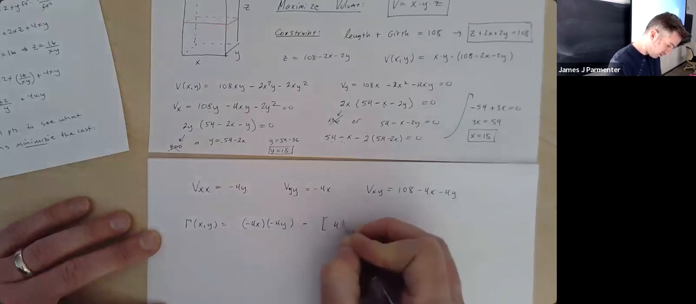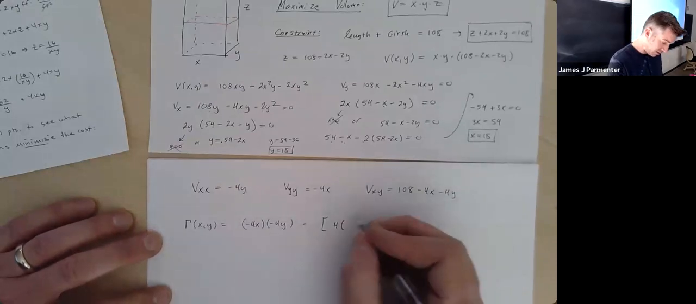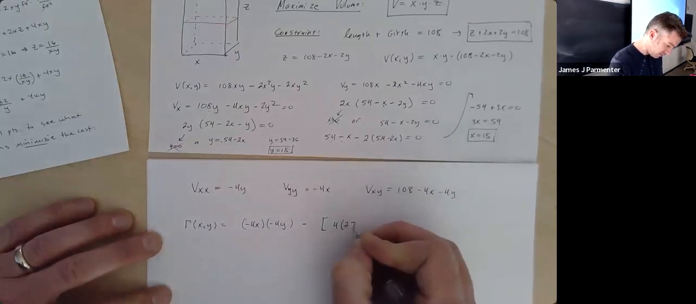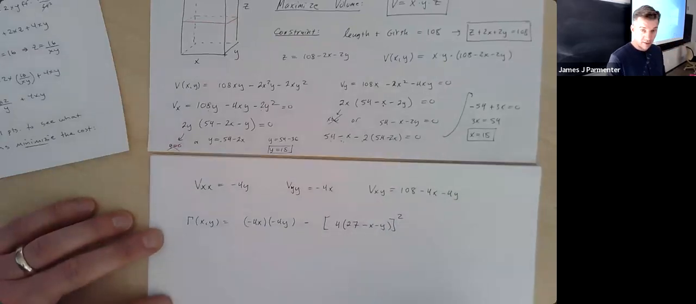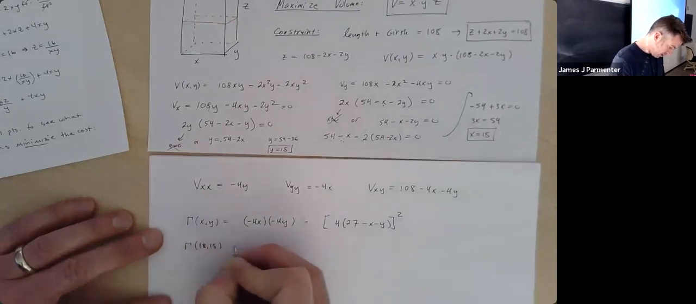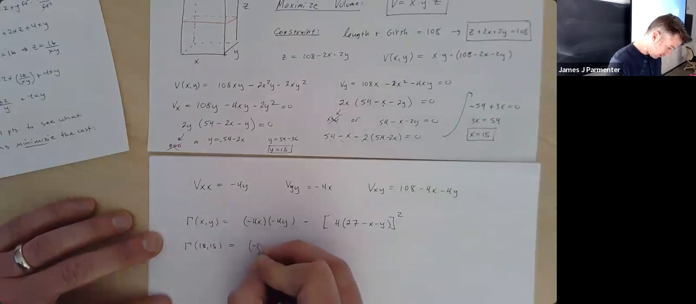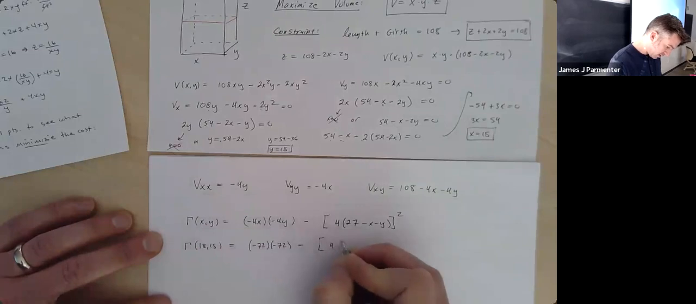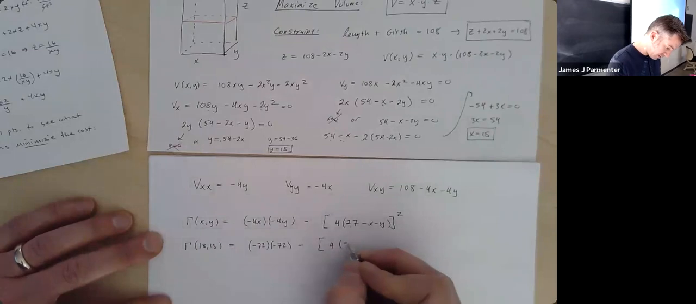To factor out the 4, 108 divided by 2 is 54, 54 divided by 2 is 27. So divide by 2 twice, you're dividing by 4. So that's going to be 27 minus x minus y squared. If I plug in my critical point, which is 18, 18, I'm going to get, ooh, that's going to be big. 4 times 18 is 72. So negative 72 times negative 72 minus 4 times 27 minus 18 is 9, minus another 18 is negative 9.